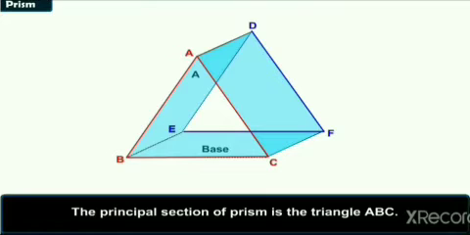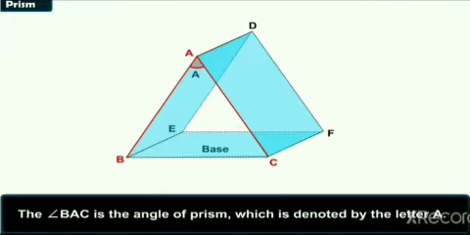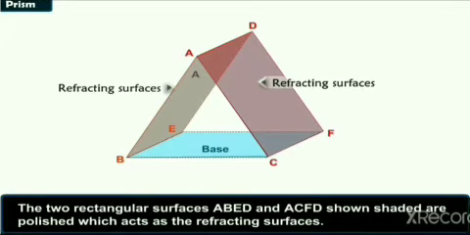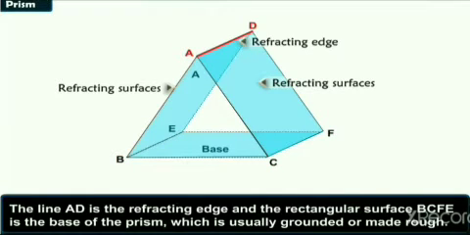The principal section of the prism is the triangle ABC. The angle BAC is the angle of prism, which is denoted by the letter A. The 2 rectangular surfaces ABED and ACFD, shown shaded, are polished, which act as the refracting surfaces. The line AD is the refracting edge, and the rectangular surface BCFE is the base of the prism, which is usually grounded or made rough.